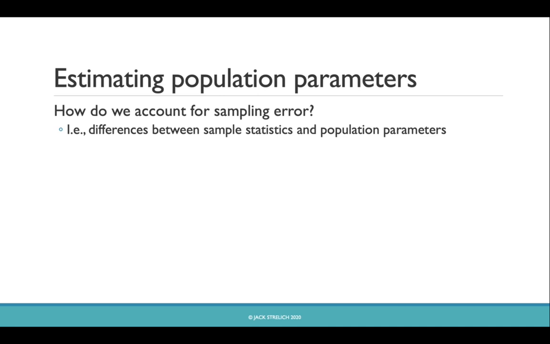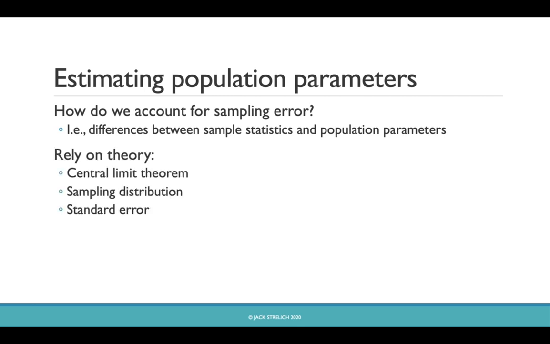So we've seen how using degrees of freedom when calculating sample standard deviation helps us avoid underestimating population standard deviation. But how else can we account for sampling error? There are three concepts that will be useful to us here. The first is the central limit theorem. The second is the concept of the sampling distribution. And the third is something called standard error. Let's discuss each one in turn.